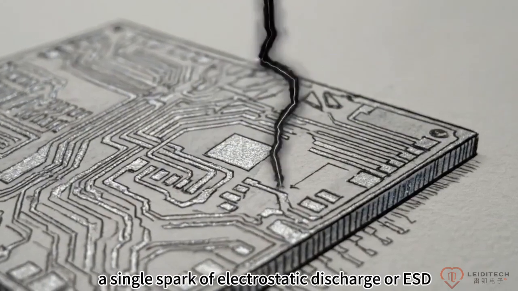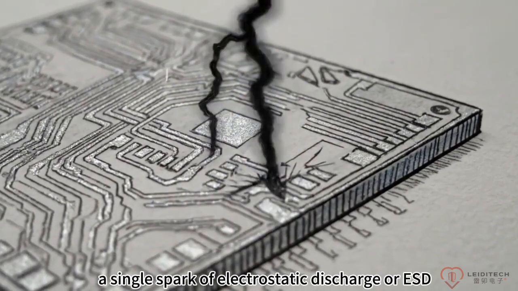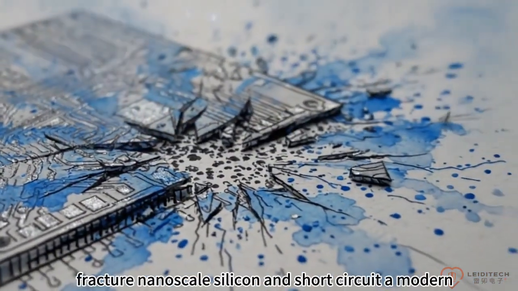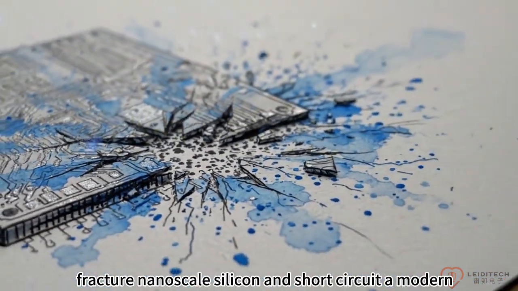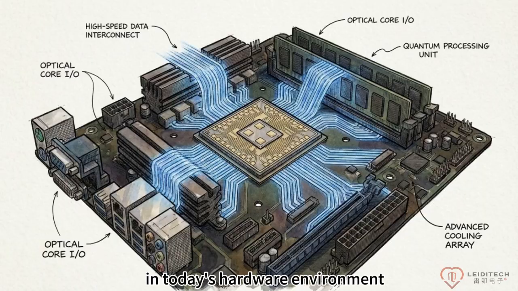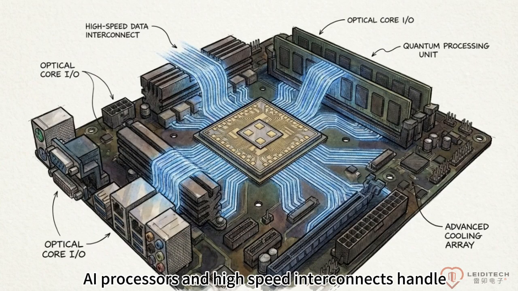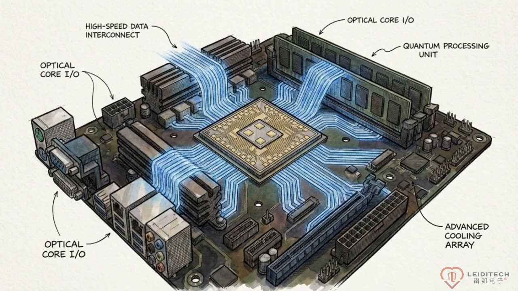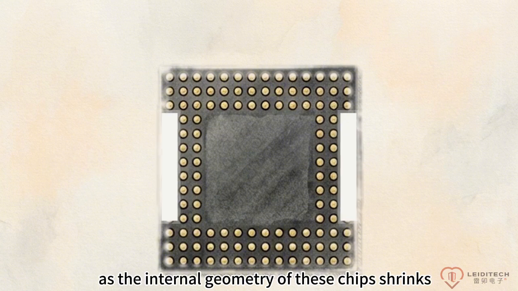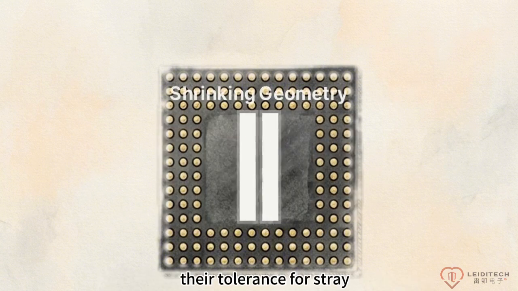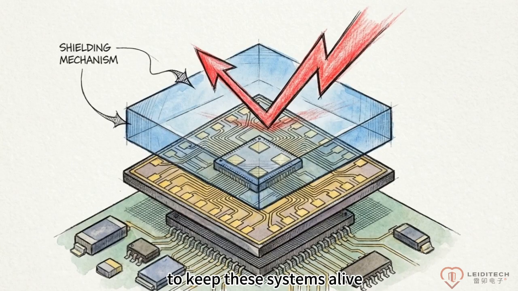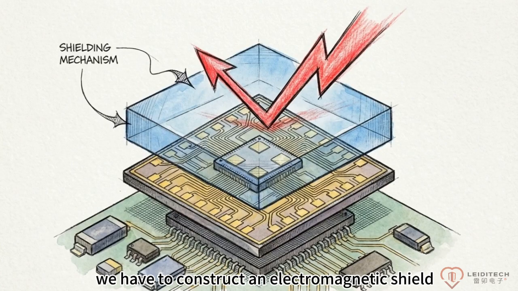A single spark of electrostatic discharge, or ESD, carries enough concentrated voltage to instantly fracture nanoscale silicon and short-circuit a modern processor. In today's hardware environment, AI processors and high-speed interconnects handle massive data rates on progressively smaller architectures. As the internal geometry of these chips shrinks, their tolerance for stray electrical interference drops to zero. To keep these systems alive, we have to construct an electromagnetic shield.